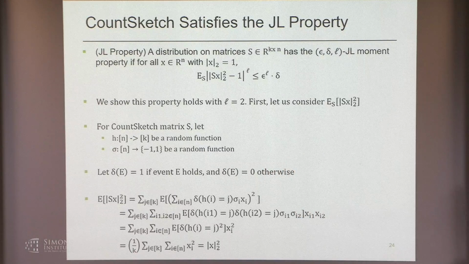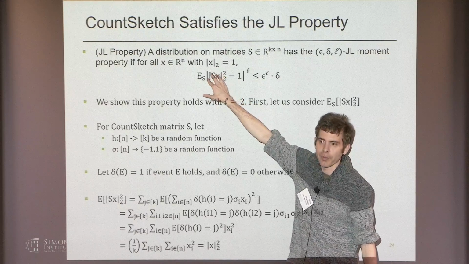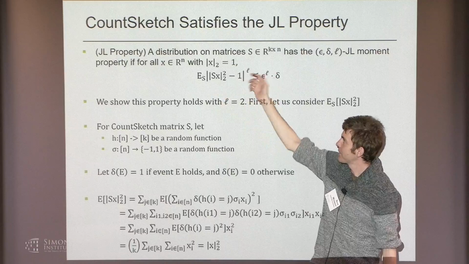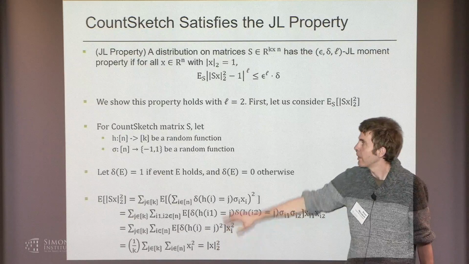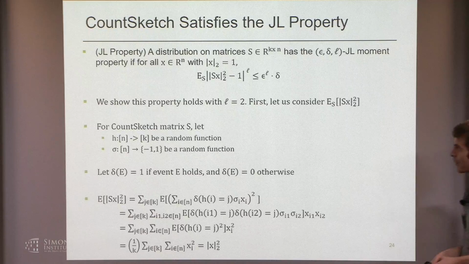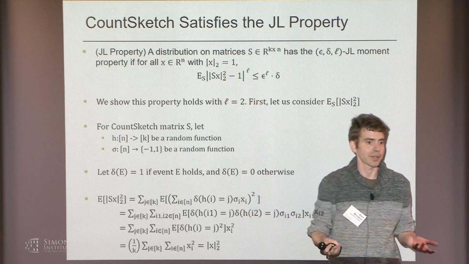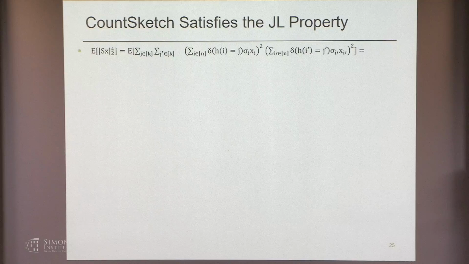Now I can expand that square, and I'll get the expectation of the 4th power of the norm of Sx, minus twice the squared norm of Sx, which I've already computed the expectation for, plus 1. So really this comes down to understanding the expectation of the 4th power of the norm of S times x. That's all we need to compute. It's a mess, so I'm not going to do it in the talk just to keep things simple. But really, it's very simple.